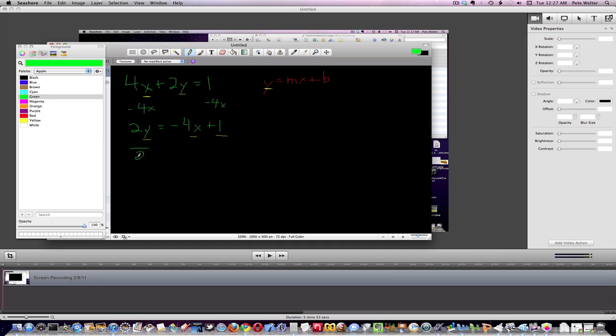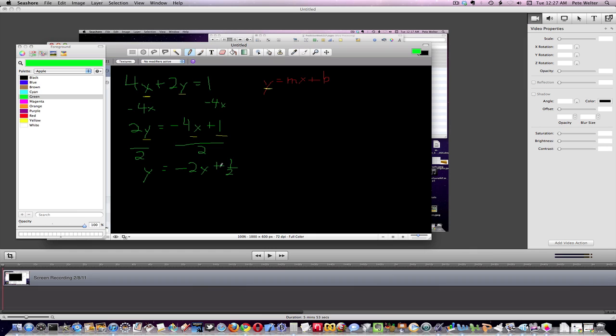We divide by 2, right? We want to put y by itself, but then we have to do the same thing to the other side. So we're going to divide the whole other side by 2 also. We have to do the same to both sides. So now we have 2y divided by 2, and that leaves us just y. And now we have to do the other side. So negative 4x divided by 2 is negative 2x, and 1 over 2 is 1/2.